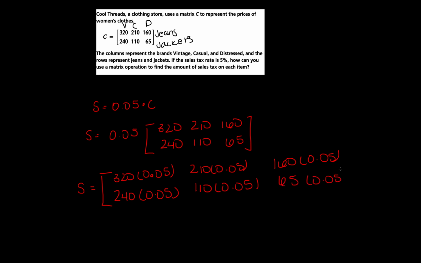And then remember, we're multiplying the sales tax to this. What I would get is 16, 10.50, 8, 12, 5.50, and 3.25. What does this really mean now?